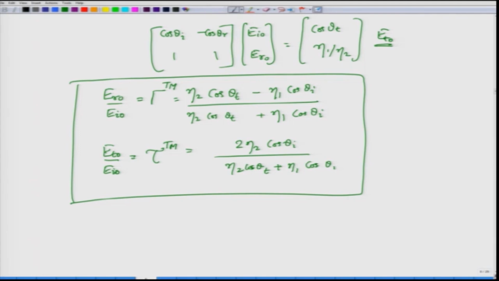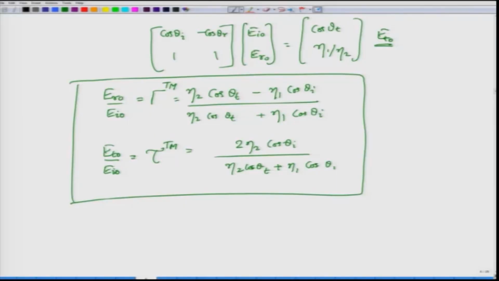And then we went one step ahead where we actually calculated the reflection coefficient, meaning the ratio of the reflected electric field amplitude. Please note this, this is the ratio of reflected electric field amplitude to the incident electric field amplitude, and this ratio that we calculated we called the reflection coefficient, and because this is for the transverse magnetic case, right, we put a superscript TM onto the reflection coefficient, which we denoted by gamma, and we actually did it by a nice matrix kind of method.